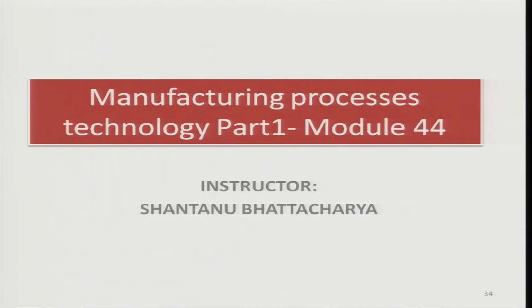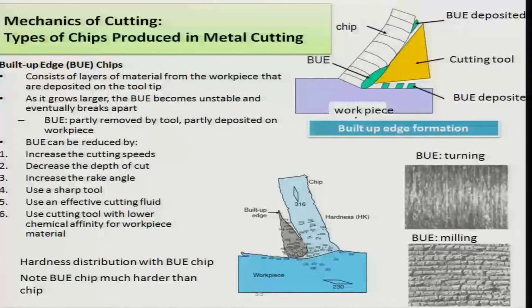Hello and welcome to this manufacturing process technology part 1 module 44. We were talking about the various different kinds of chips that were produced, like the continuous, discontinuous, and one with built up edge in the case of machining. So let us now look at a slightly different aspect here.